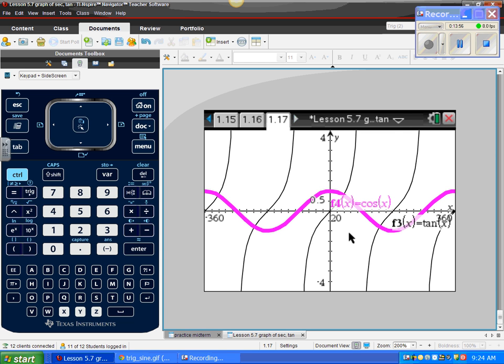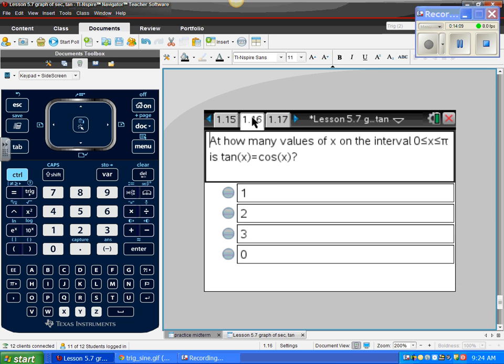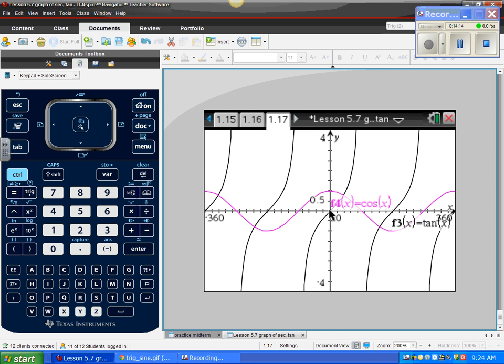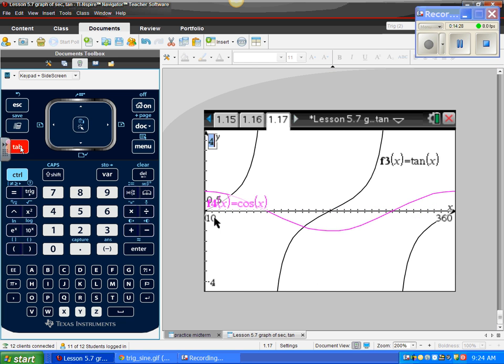All right, so this gave it to me on an interval from -2 pi to 2 pi. What is the question asking? On what interval? 0 to pi. Okay, so I need to adjust what on here? What numbers? -360 needs to change to what? 0. 360 needs to change to what? 180. Very good.